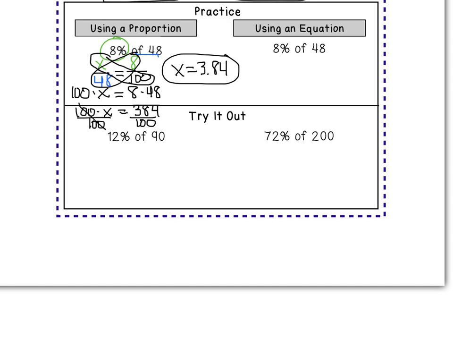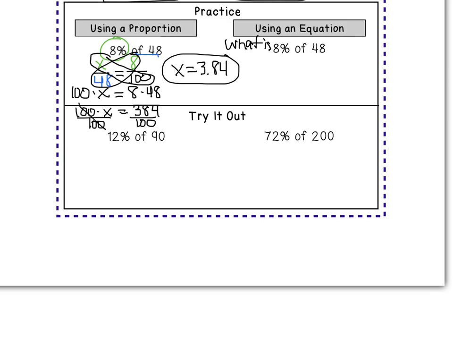Okay, next up we're going to do solving the same problem, but this time I want you to translate it using an equation. And to help you out, you can go ahead and write in what is, to give you that key word is. So what is 8% of 48? Go ahead and pause the video again, work through this problem, and see if you get it right.